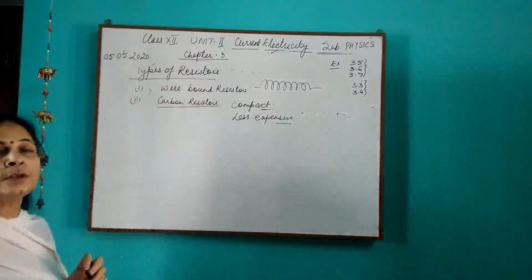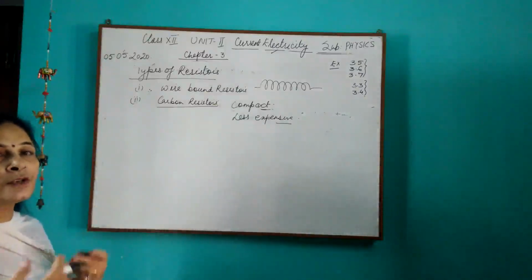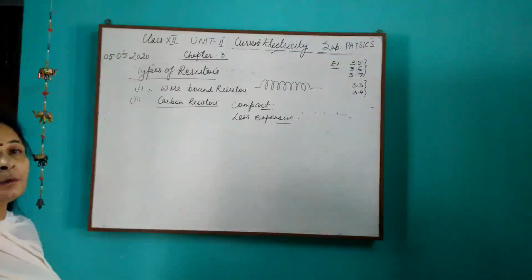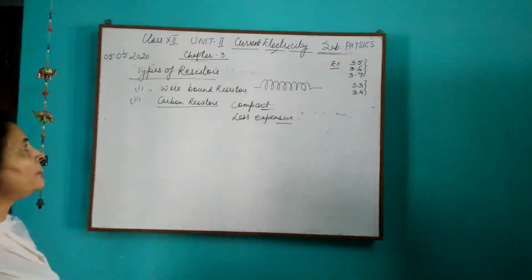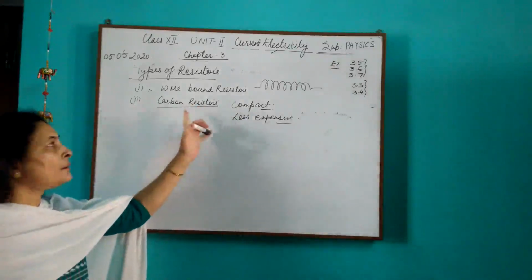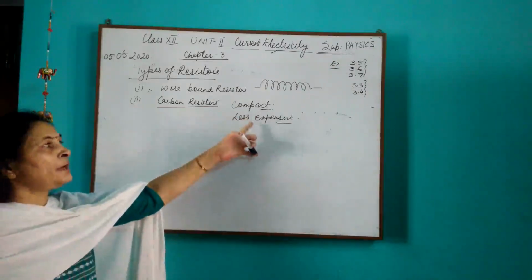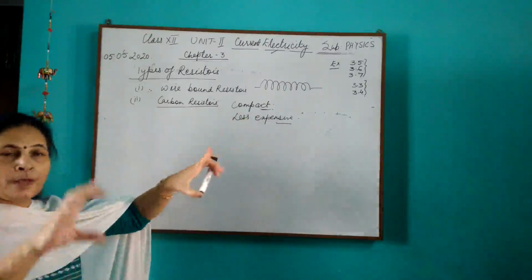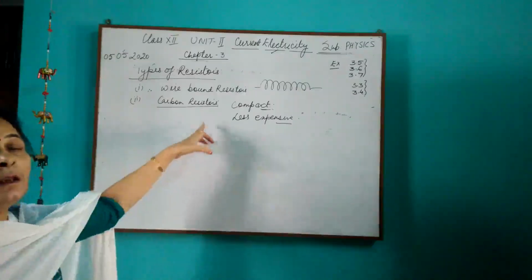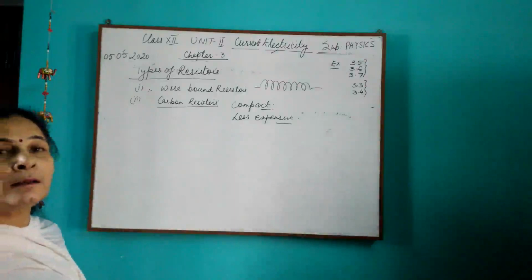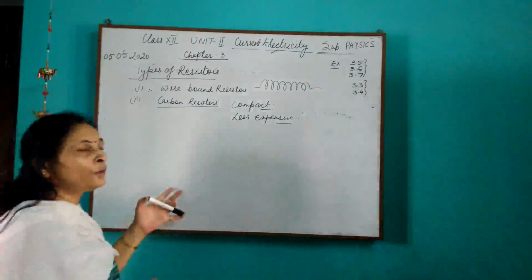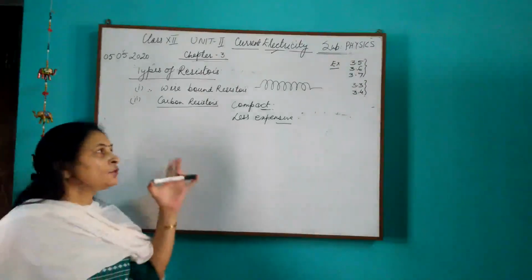The values of these carbon resistors can be read from the rings on them. We'll be talking about the color code tomorrow, but you should be familiar with that. We have two types of resistors: one is wire bound, another is carbon resistor. Carbon resistors have the advantage of being compact and less expensive, and they also make the size of the device very small, so they are frequently used. How the colors are made and how the values are estimated, we'll do tomorrow. That is the color code of resistance. So this much you try doing.